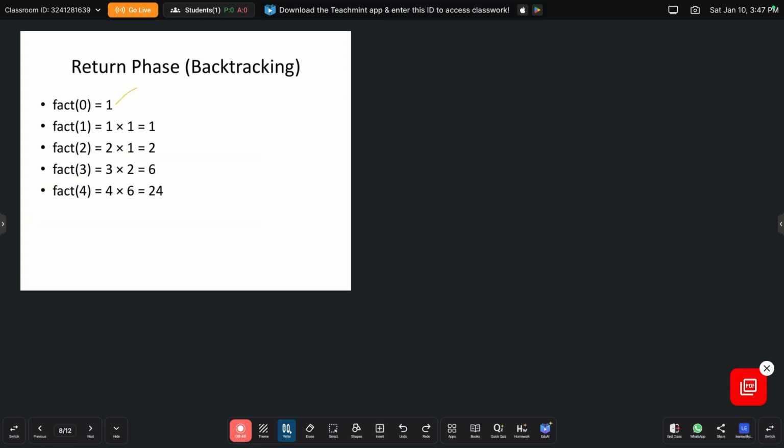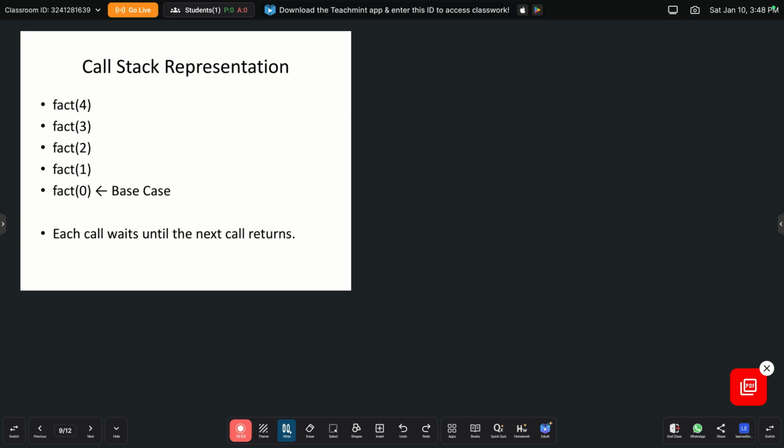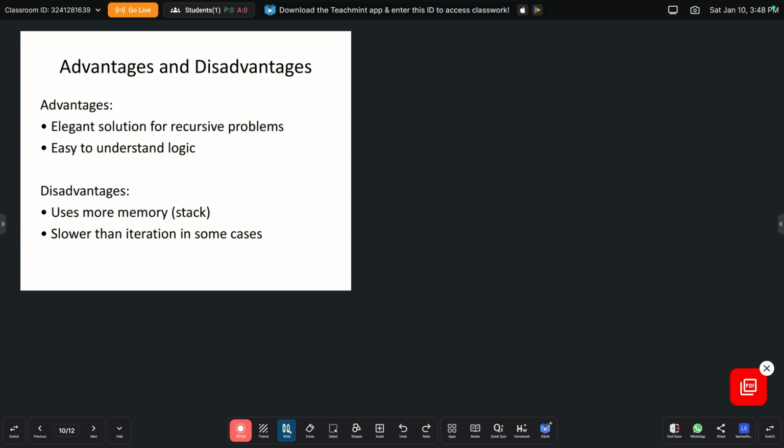It has been replaced here. 1 into factorial of 0 we replaced here. And then this result has been replaced here in place of factorial of 1. And 2 into 1 is the result of factorial of 2, that has been replaced here. 3 into 2, 6, it has been replaced here. Finally we get 24 as the factorial of 4. Now call stack. Yeah, I already represented that.